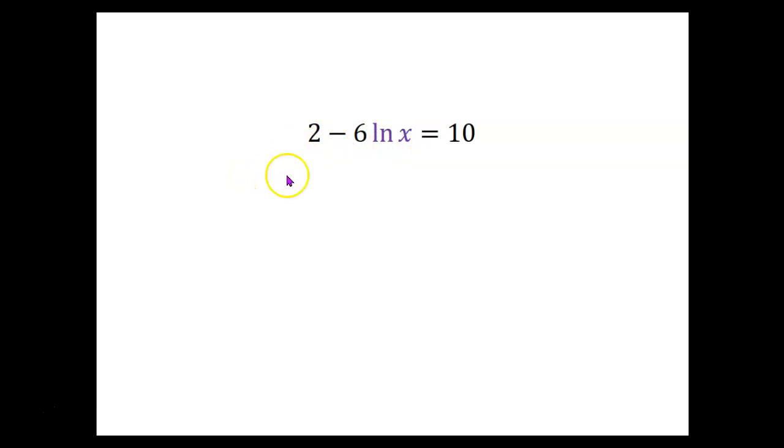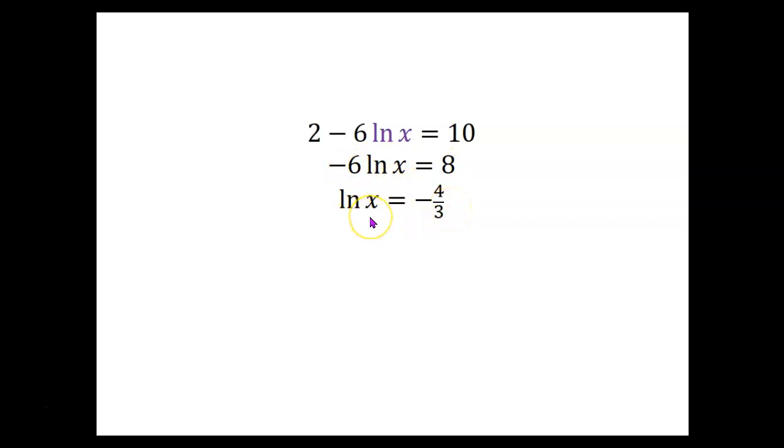Okay, so what can we do? Well, we can get rid of the 2 over here by subtracting 2 from both sides of the equation. So now it's negative 6 times ln of x equals 8. Now undo this multiplication with division. Divide both sides by negative 6. So ln of x equals, and then 8 divided by negative 6 in lowest terms would be negative 4/3.